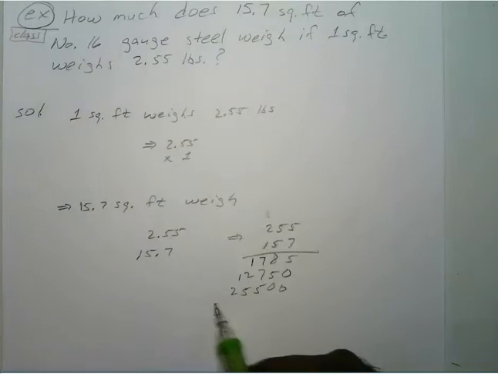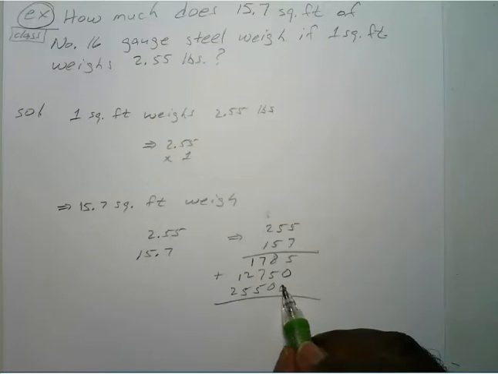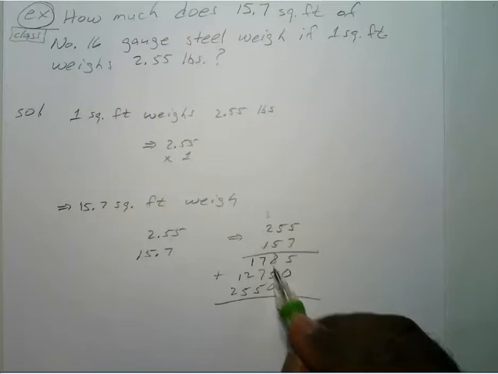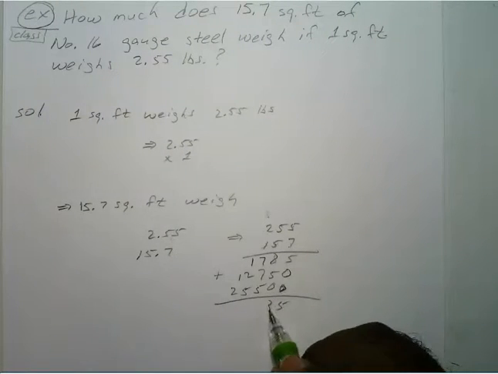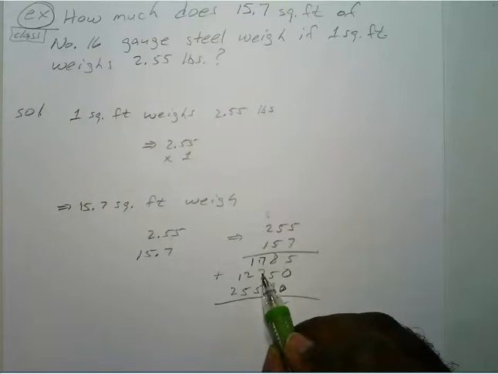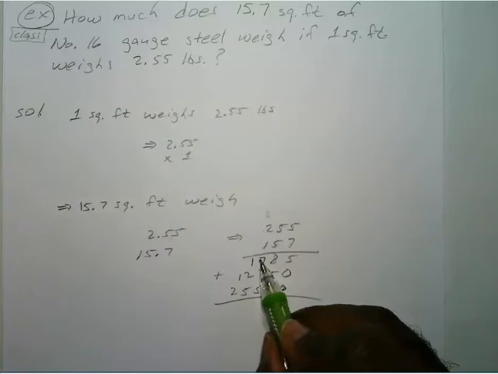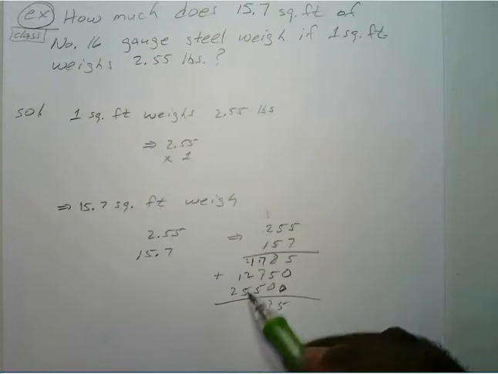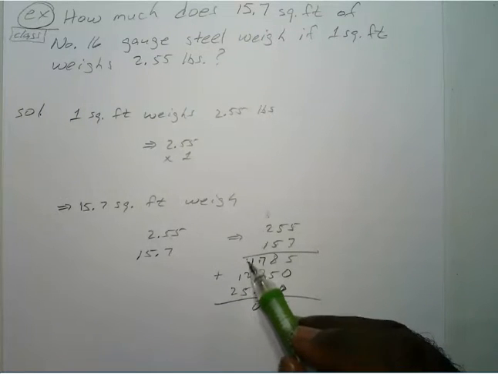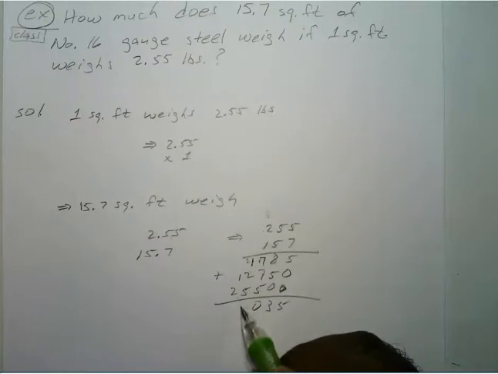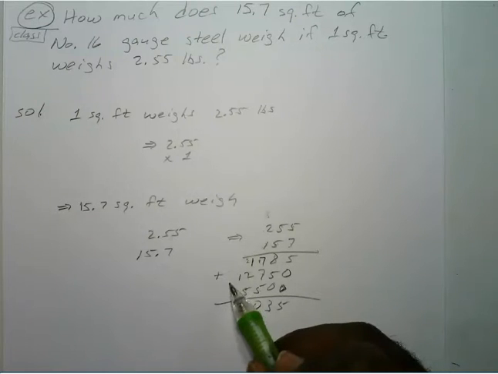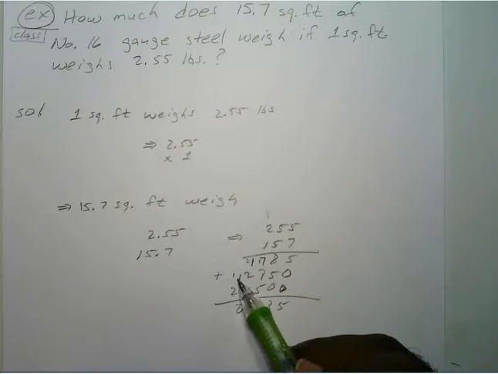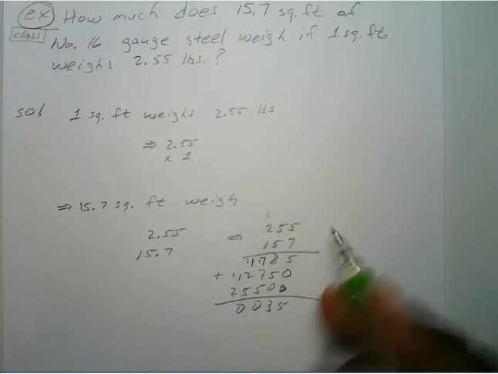Okay, now we go ahead and we add those together. We have 5. We have 13. 7 plus 7 is 14. Plus 1 is 15. Plus 5 is 20. 5 and 2 is 7. Plus 2 is 9. Plus 1 is 10. 2 plus 1 is 3. Plus 1 is 4.